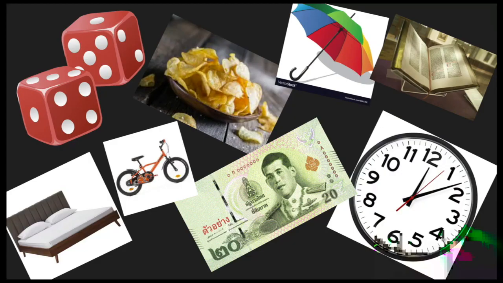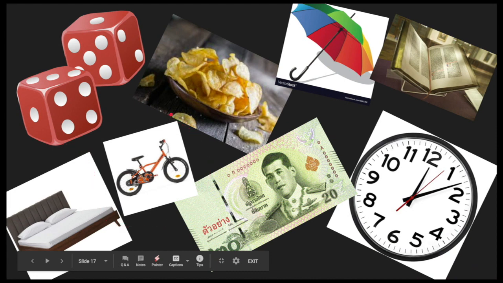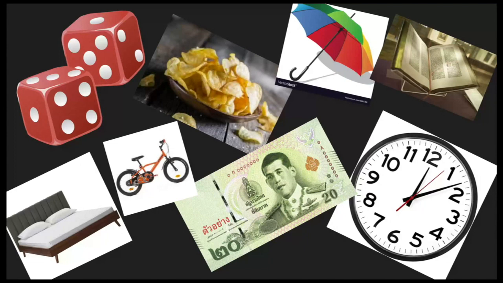Here are some more examples of solids. Here we have some dye. Here we have some dice. We have a bed, a bike, some potato chips, an umbrella, a book, a clock, and 20 baht. These are all different solids. The molecules are pushing them together and causing them to have a shape.